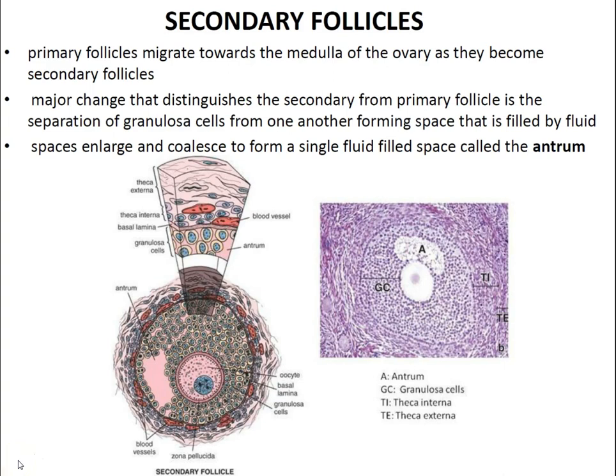Now let's look at the transition from primary follicle to the secondary follicle. The primary follicles migrate towards the medullary part of the ovary as they become secondary follicles. The major change that distinguishes the secondary from the primary follicle is the separation of granulosa cells, which you see here, multiple layers of granulosa cells, and they start separating from one another. The spaces continue to enlarge and eventually coalesce to form a single fluid-filled space called the antrum.